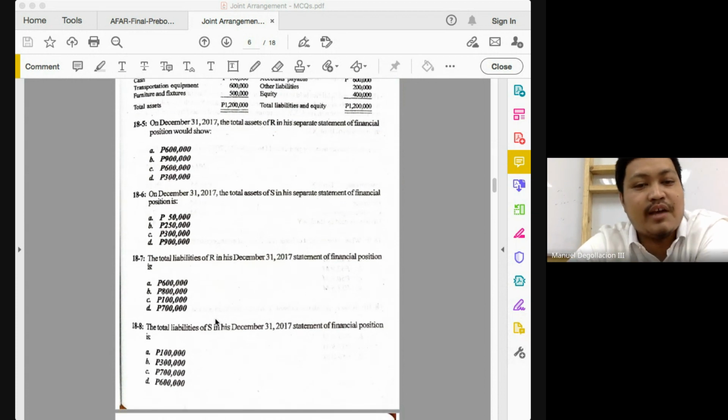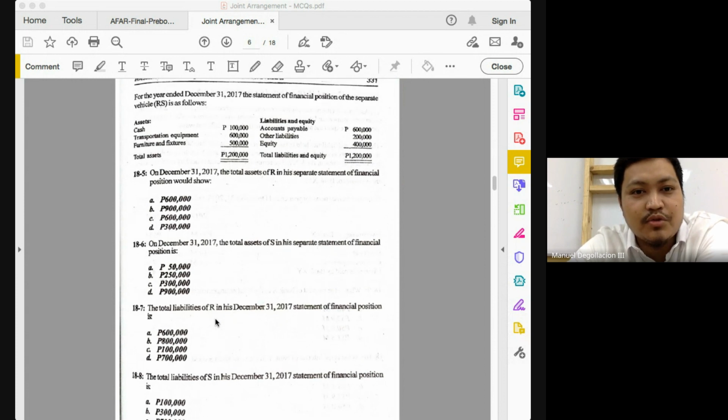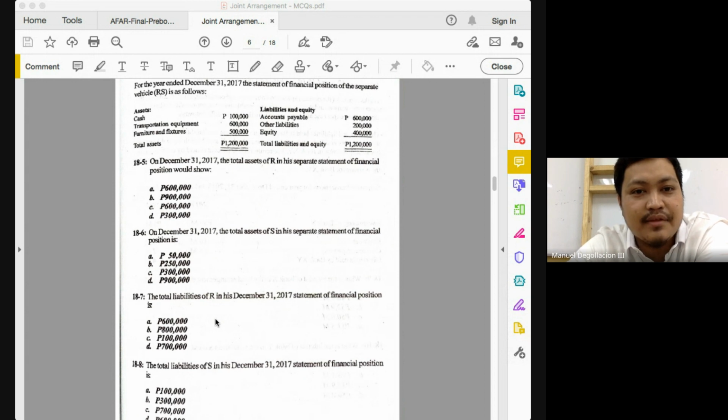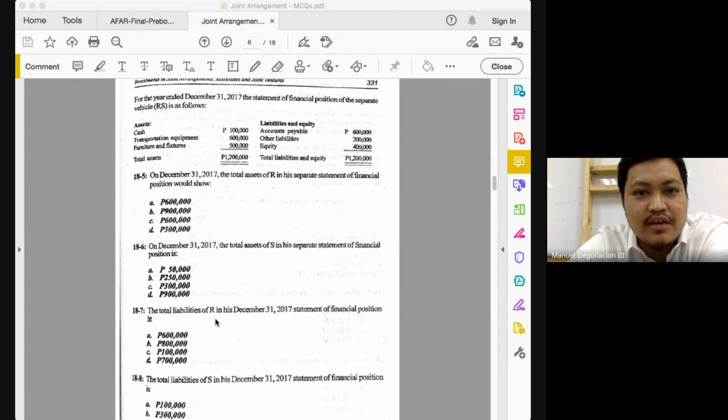18-7, this time for the liabilities. Okay, how many liabilities do we have here? Only two. Accounts payable and other liabilities. Will the accounts payable be split between the two parties? Okay, it will only be given to R. So which one will be split between the two? It will only be the other liabilities.